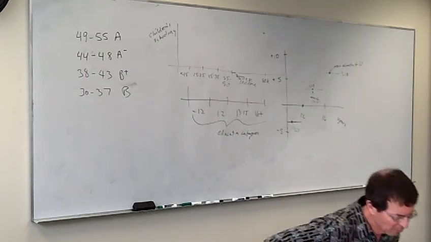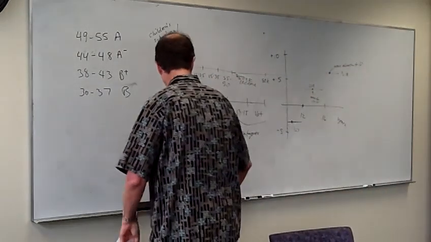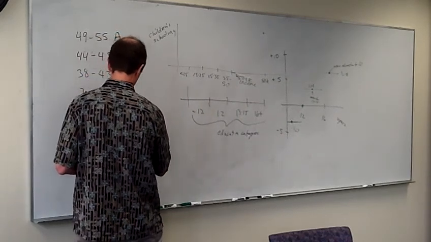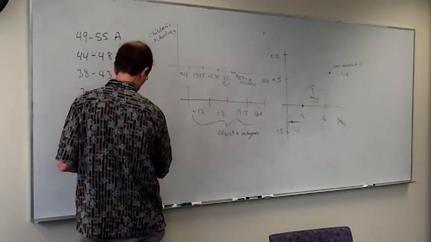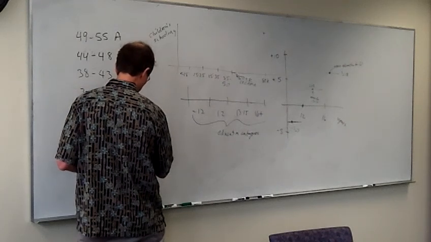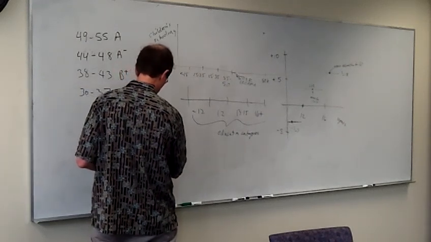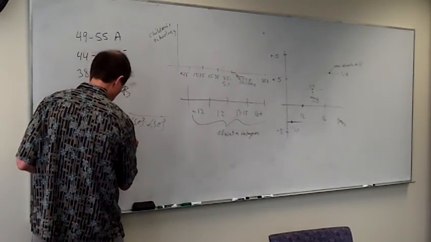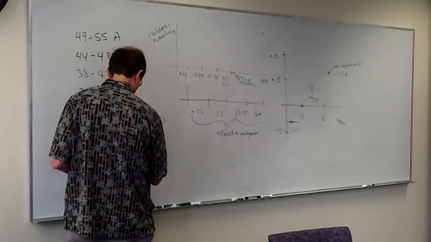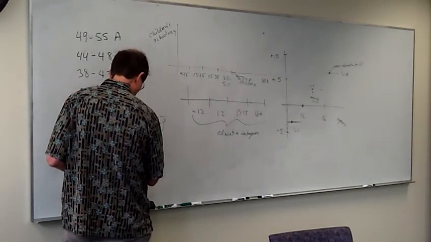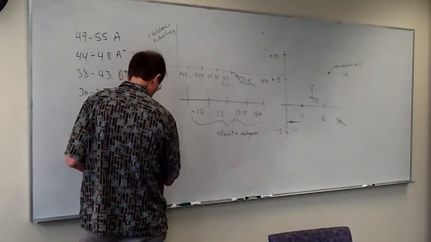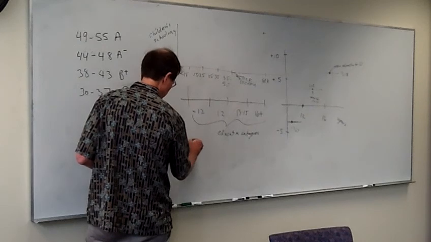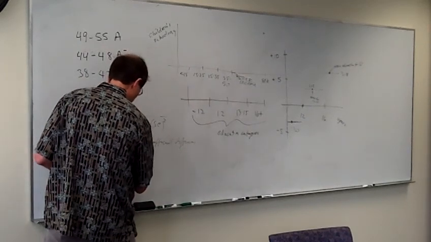Some of you used this formula for the standard error of the difference, the square root of the sum of the squared standard errors. And that works for testing coefficient differences in independent samples.